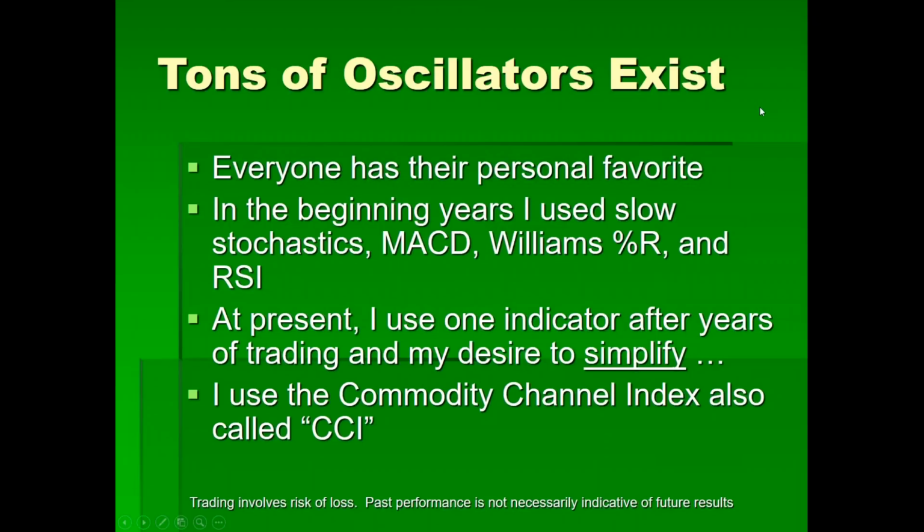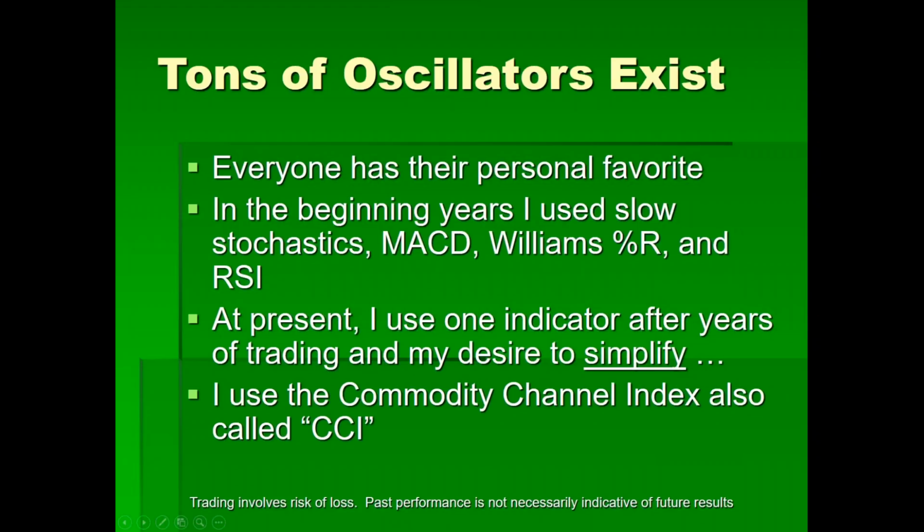Now, tons of oscillators exist, and everyone has their personal favorite. In the beginning years, I used slow stochastics, MACD, Williams %R, and RSI. I probably had the Bollinger Bands on there too. But at present, through many, many years of testing, I use one indicator just because I want to simplify. So I use the Commodity Channel Index, also called the CCI.